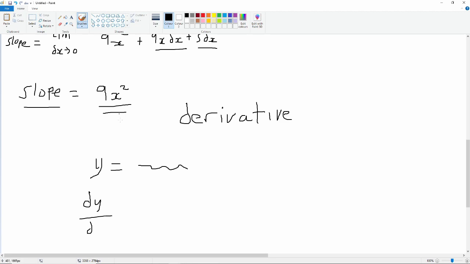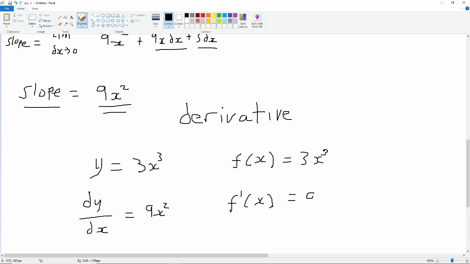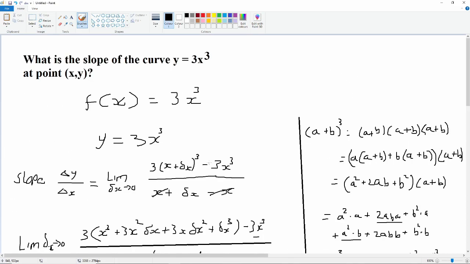So if y is some function of x, if y changes as a result of x, then we write dy by dx. So let's say y equals 3x cubed. Then we say the derivative is dy by dx, which is equal to 9x squared. That's the derivative. If we said f of x is equal to 3x cubed, we would write the derivative as f prime of x is equal to 9x squared. There's just different ways of writing the derivative. And why do we use two different ways of writing the derivative? Because calculus was invented by two different people and they were both given the credit. Okay.